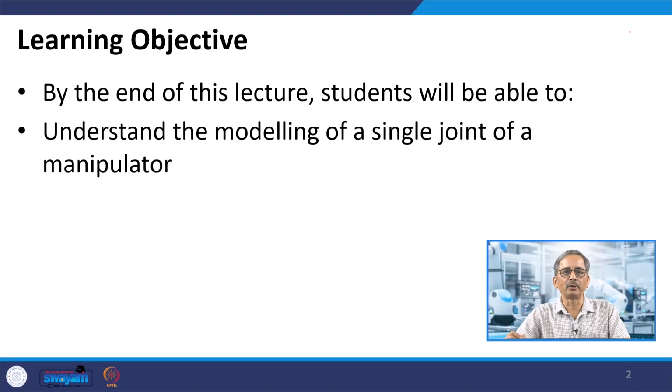In the last lecture, we have seen some basic principles of control, and we explained them by taking an example of a second order system, a simple spring mass damper system, and we studied the concept of simple control. I expect that by the end of this lecture you will be able to understand how we can model a single joint of a manipulator.